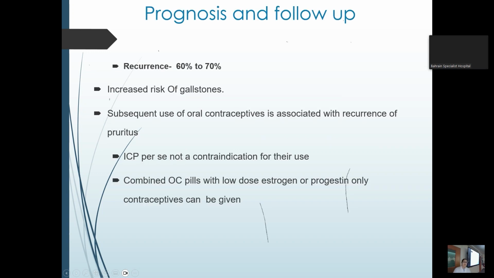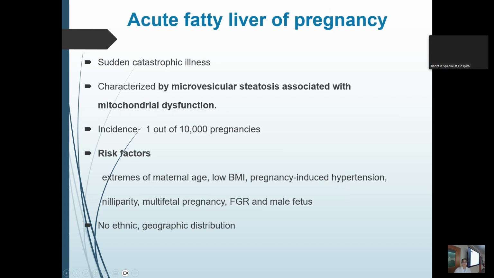Now, recurrence is 60 to 70%. There is an increased risk of gallstones in these patients. Subsequent use of oral contraceptives is associated with recurrence of the pruritus. But ICP per se is not a contraindication to their use, considering the condition is completely resolved after pregnancy. Combined OCPs with low dose estrogen, or progesterone-only contraception, can be given.